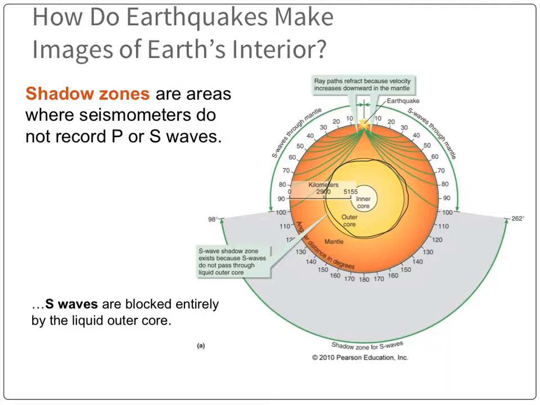So if you've got an earthquake here, you would expect to see S waves showing up at all these seismic stations until you get so far away that the S waves would have to travel through the core, even the outer core, and then that stops them. So all of this region is going to be in the shadow of the core in terms of S waves.